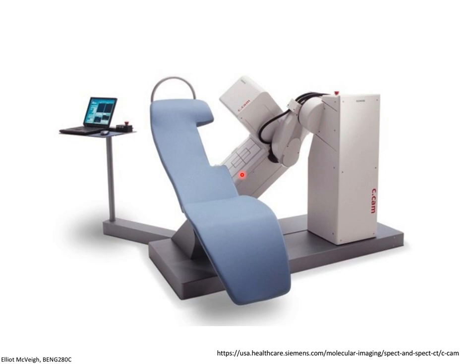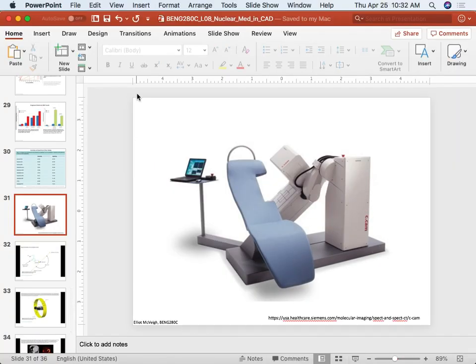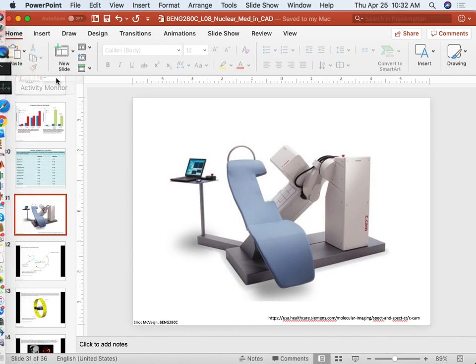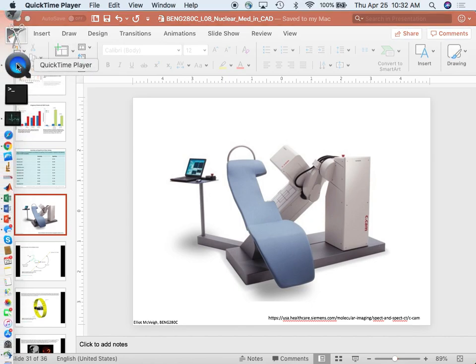Okay, so that's where we're going to stop on nuclear medicine. And now what I would like to do is give an example of a presentation of a paper, which is the summary of a paper and the main messages of that paper. First of all, I'm going to stop this.